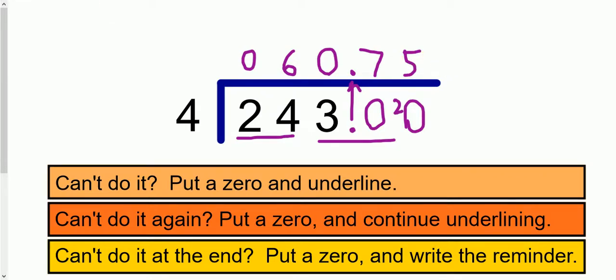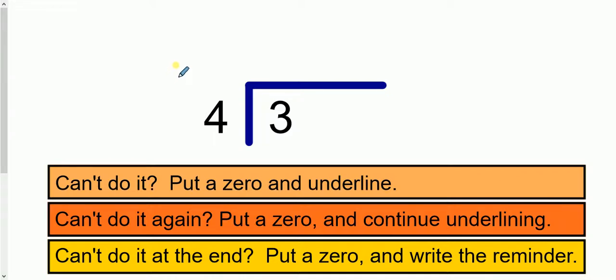Now let's try a different one. Now children often get confused when you have a question like this because it doesn't seem to make much sense. Maybe they'll even swap them around. Because if we try this, let's see what a child might do that's not sure how to do this. How many 4s are in 3? Can't do it, so the answer is 0.